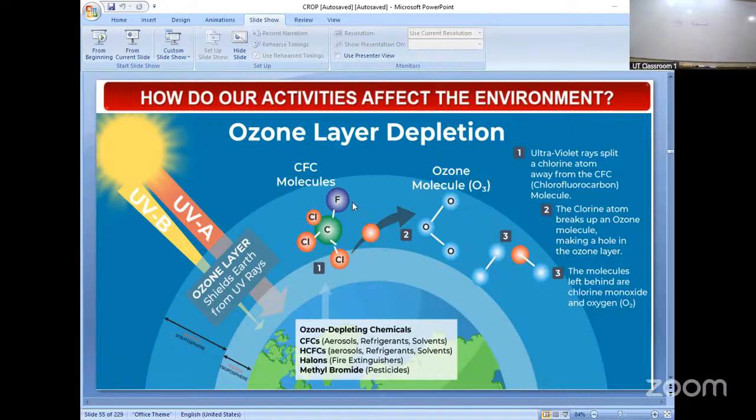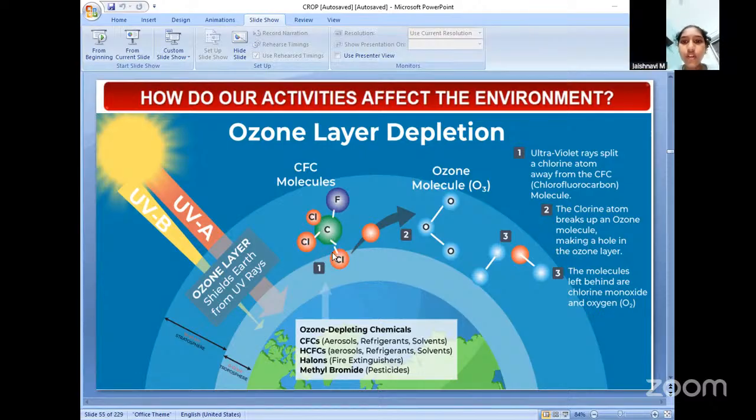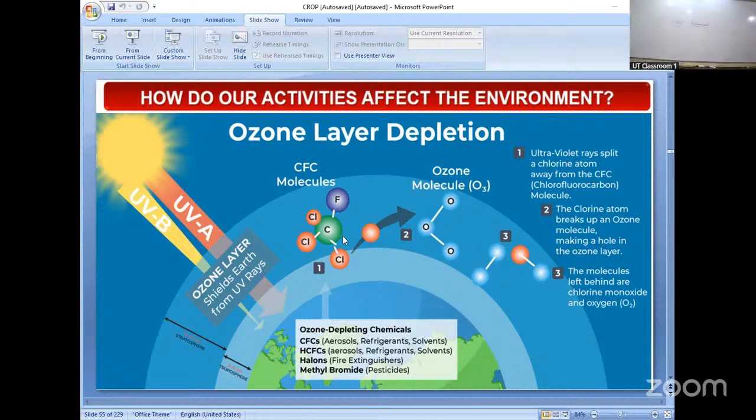Now this CFC molecule means chlorofluorocarbon, right? CFCs are found in aerosols, refrigerants, and solvents. Halogens, HCFCs, methyl bromide, all these are ozone depleting chemicals, right? They break the compound.